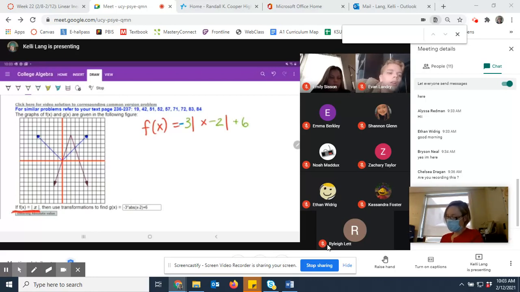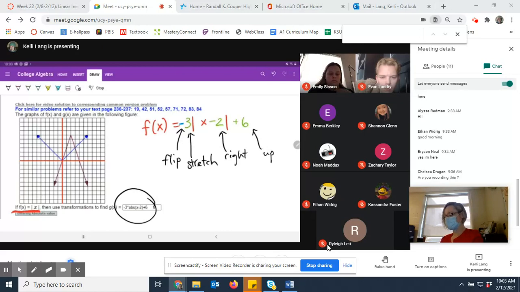All right, so we accounted for our flip, our stretch, our shift right, and our shift up. And you just type that function right here in your solution key.